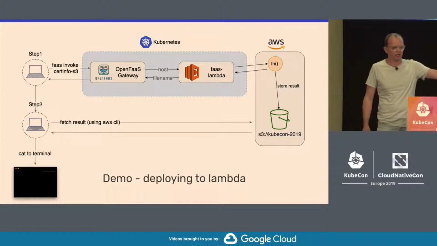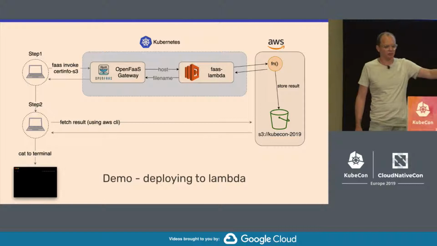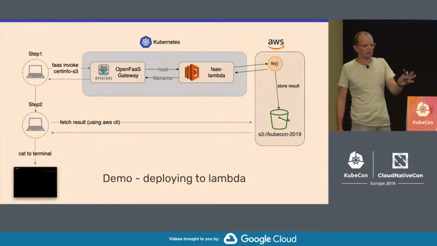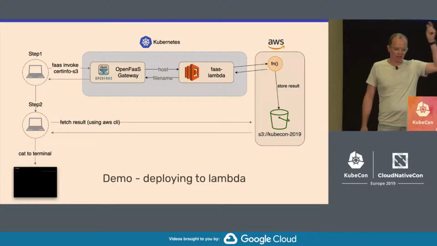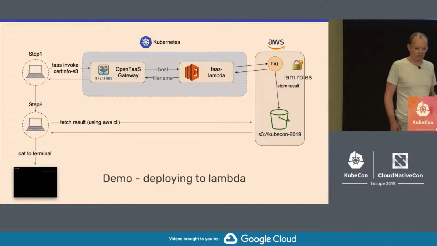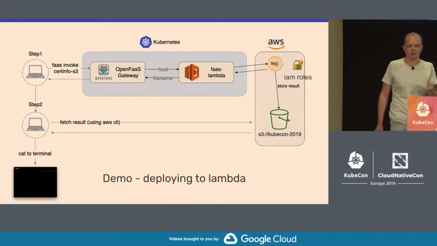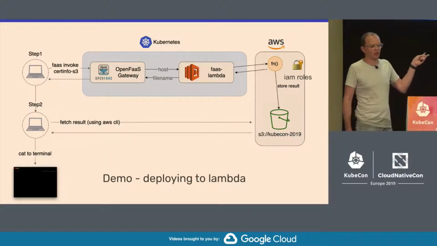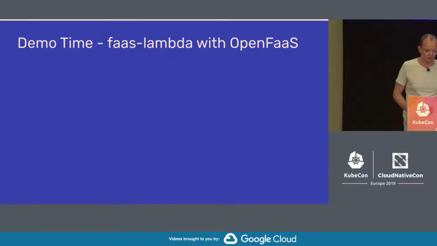So we're going to take a function invocation and schedule it onto Lambda. That's going to examine a TLS certificate based on the host name, and then store the result in S3. In step 2, we're going to fetch that result and display it onto the terminal. And we've assigned the IAM role so that the function has permission to store in S3. Makes sense? OK.